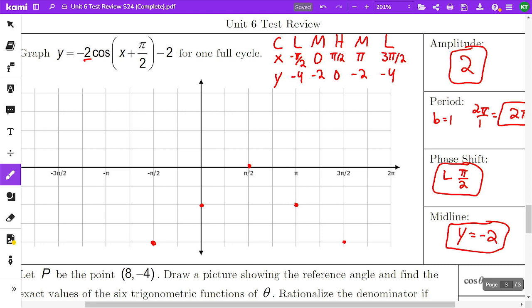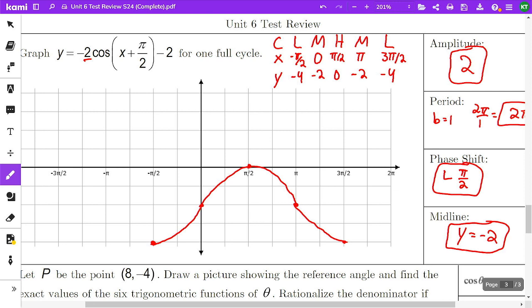Now, do not make a v. This is a sine or a cosine function, no matter which one it is, it's going to curve. So if you make a v, don't do that. It looks ugly. So go ahead and curve this. It goes up, up, down, down.